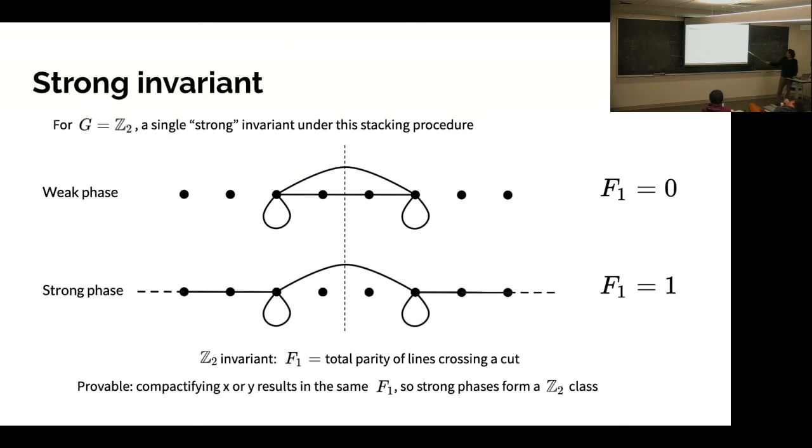And then you're allowed to add or remove closed loops. And you can see that this can't really change the total amount of lines crossing this cut unless you do some global change, which is not a stack of 2D systems. So there's a single invariant. And what you can prove is that actually here I sort of compactify the z direction, but if you compactify x or y, this invariant has to be the same in every direction. So from this you can see that strong phases form the Z2 class, assuming that this picture is complete.